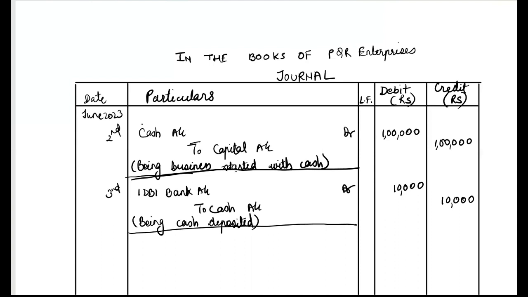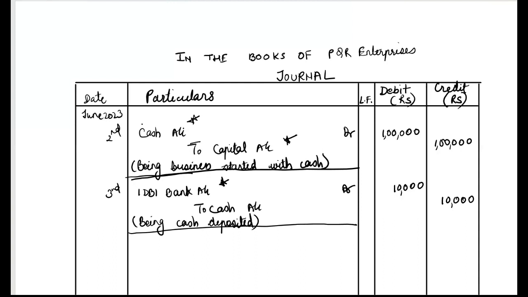Now we are going to move ahead to understand how I am going to classify and summarize these transactions and write the ledger account. If you see here, we have different accounts. Which are the different accounts in this particular case? The first account is cash account, second account is capital account, and third account is IDBI account. This cash account is again a repetition. So basically, I'm going to take cash account, capital account, and IDBI bank account. These are the three different accounts that exist in this particular journal.